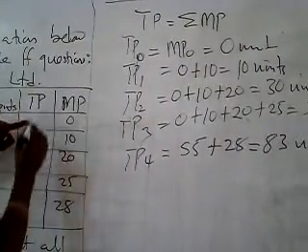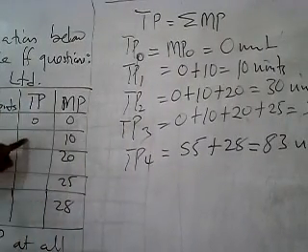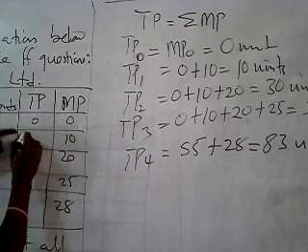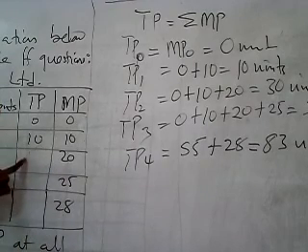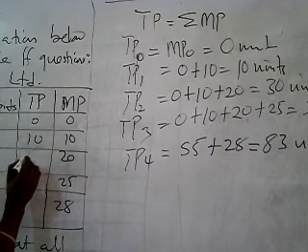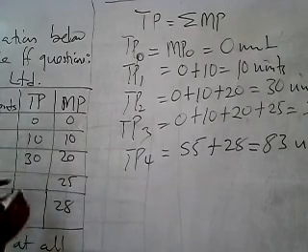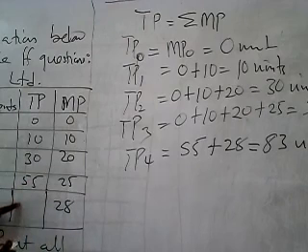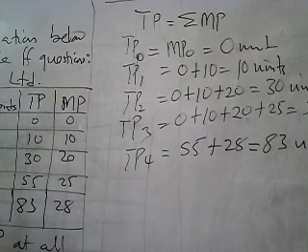Now total product 0, we had 0. Total product 1, we had 10. Total product 2, we had 30 units. And then the next one, we had 55 units. The last one is 83 units.